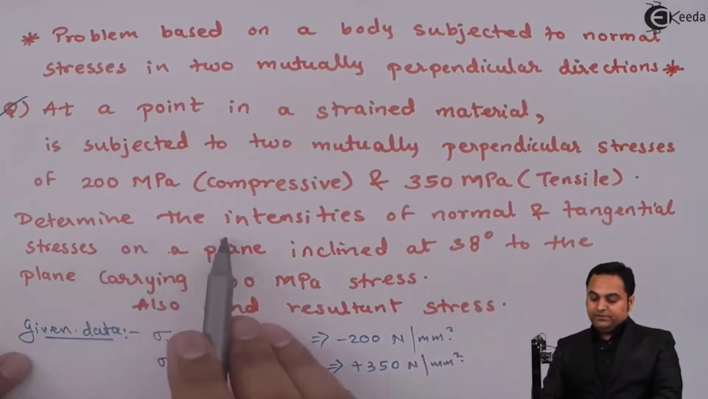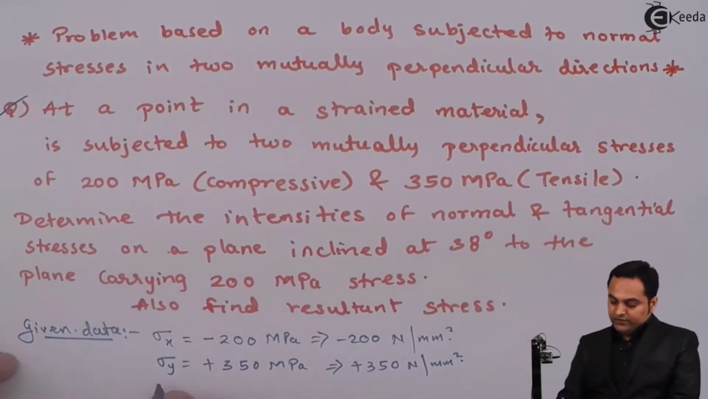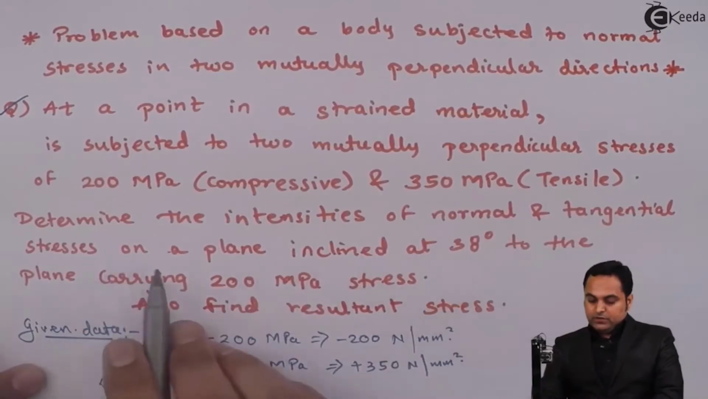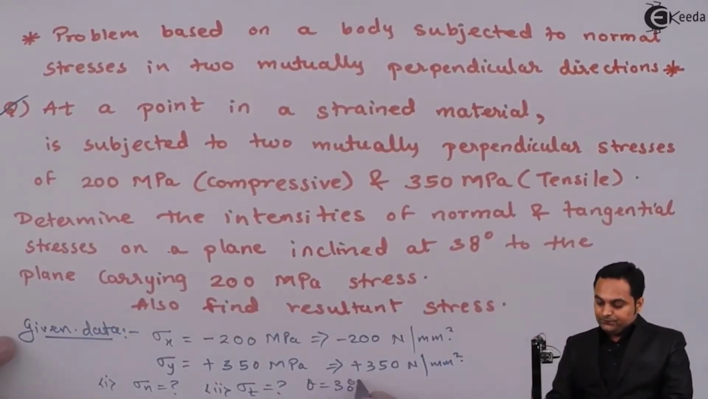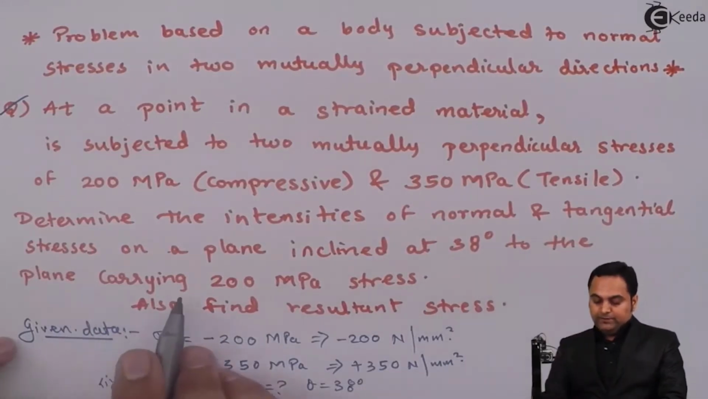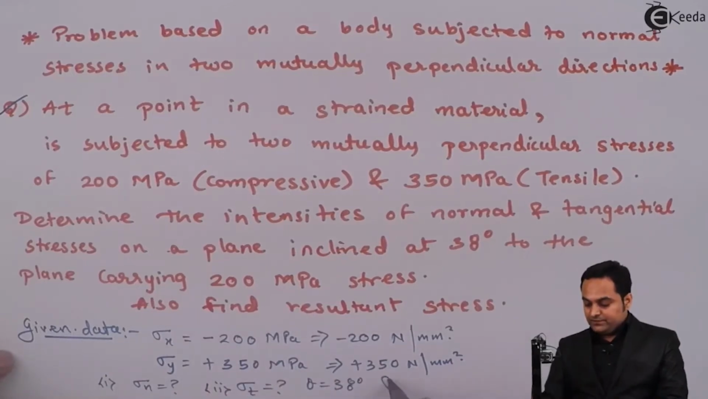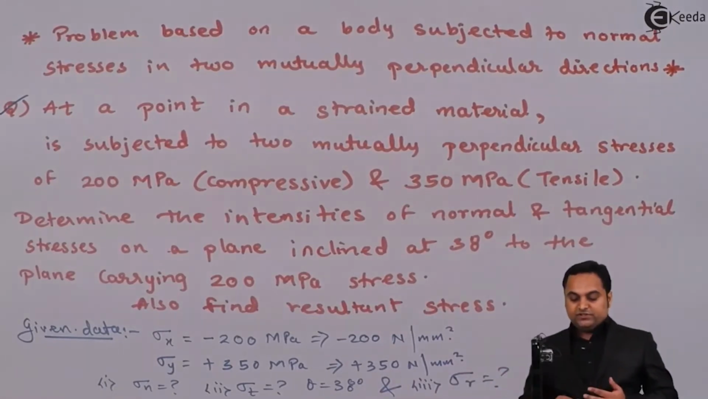Then determine the intensities of normal and tangential stresses. So we have to find out the normal stress, second the tangential stress, on a plane inclined at 38 degrees. So theta is given, 38 degrees, to the plane carrying 200 megapascal stress. Also find resultant stress. Here we have to even find the resultant stress. So this much is the data.